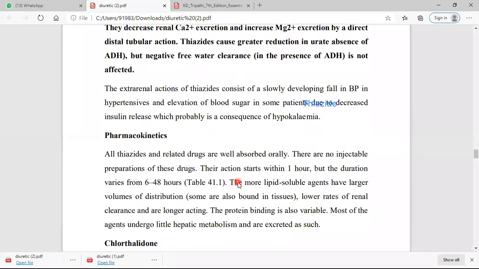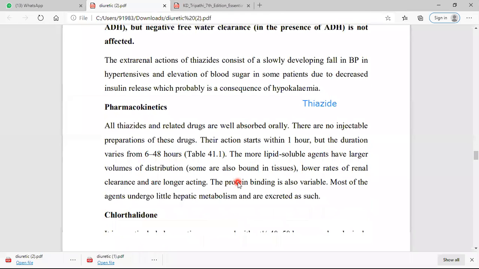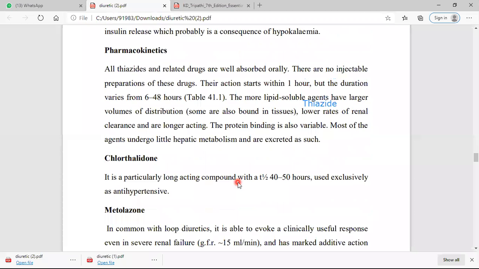Okay, pharmacokinetics: it is well absorbed orally. Action is within the more lipid soluble agent. Okay, so you can read the pharmacokinetics.